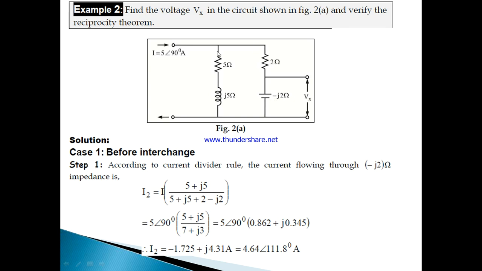So in step 1, I assume this current is divided into I1 and I2 in two branches. We are interested in the I2 current. I2 is the total input current, 5 at an angle 90 degrees, into the opposite impedance. Since we want the current in the second branch, the opposite impedance is 5 plus J5, divided by the sum of the two impedances, Z1 and Z2, that is 5 plus J5 plus 2 minus J2. After simplifying and substituting all the values, finally I get I2 equals minus 1.725 plus J4.31 amps. Generally this expression is in rectangular form. Now I convert it into polar, that is 4.64 at an angle 111.8 degrees amperes.